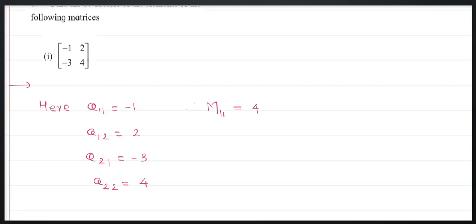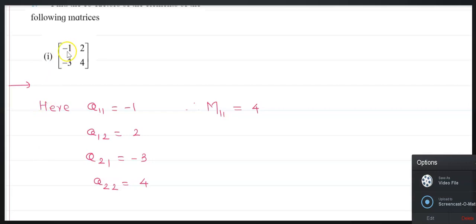Now the minor, M11 is 4. Then how to find this 4? If you take this element -1, then remove this horizontal and this downward direction. Which element is present there? 4 is present there. Therefore M11 is 4.